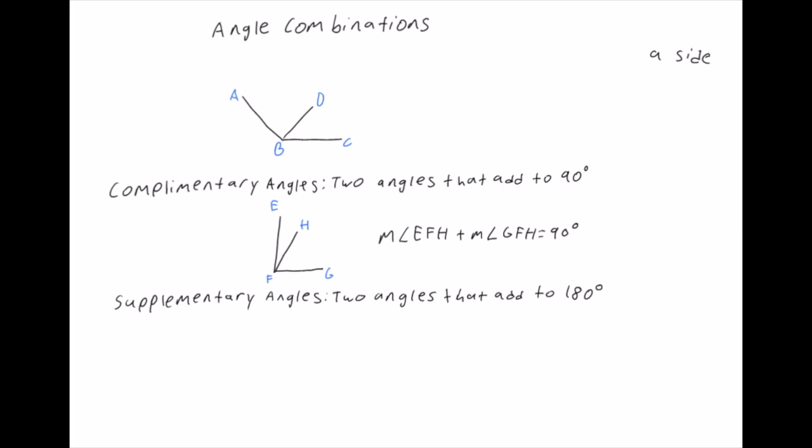Supplementary angles are 2 angles that add to 180 degrees. So here we have angle IJL and angle KJL. Those 2 angles together make a straight line. A straight line is 180 degrees. So those two angles add to 180 degrees, so they are supplementary angles. So we say the measure of angle IJL plus the measure of angle KJL equals 180 degrees.